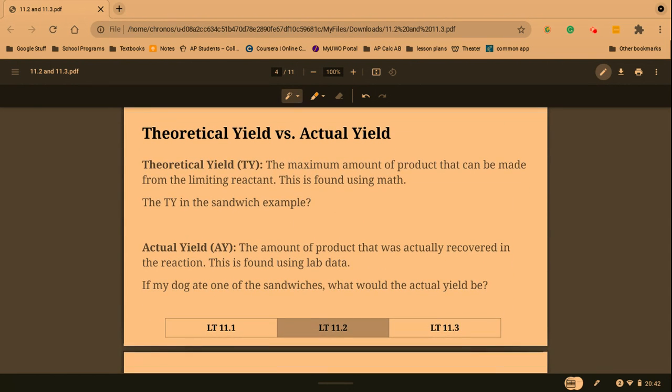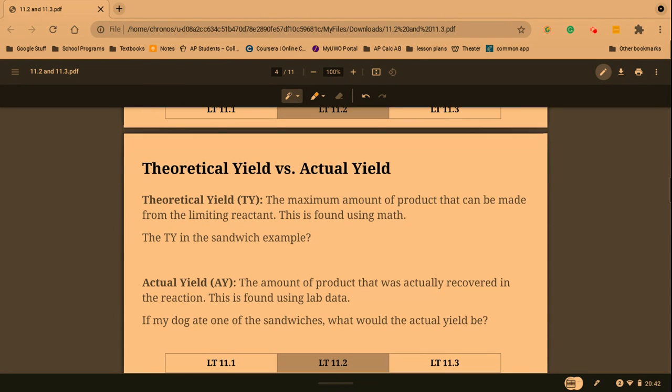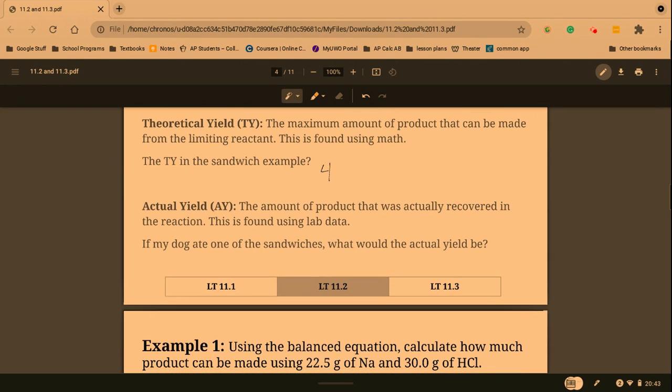And so the theoretical yield is the max amount of product that can be made from the limiting reactant, which is what you find. It's just what you use dimensional analysis for. And so that's going to be 4 in our example, but the actual yield is what you collect in the lab. So if you were trying to make 4 sandwiches, but a dog ate 1, 4 minus 1, that's 3. So your actual yield is usually a different number than your theoretical yield.